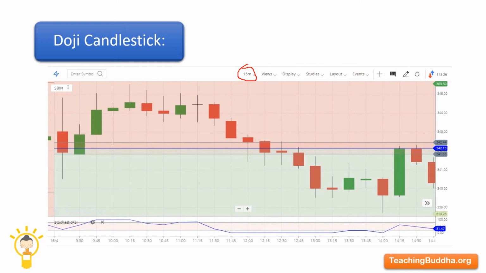Because doji or any candlesticks, these candlestick patterns or charts can be used in any time frame. Can be used in 5-minute or 15-minute or 1 hour or even 1 minute time frame also. Can be used for intraday or short term also.